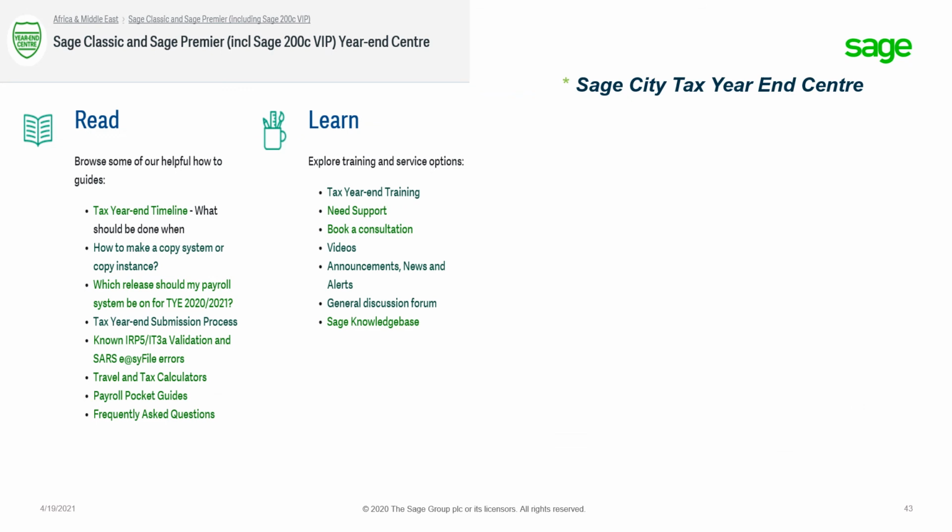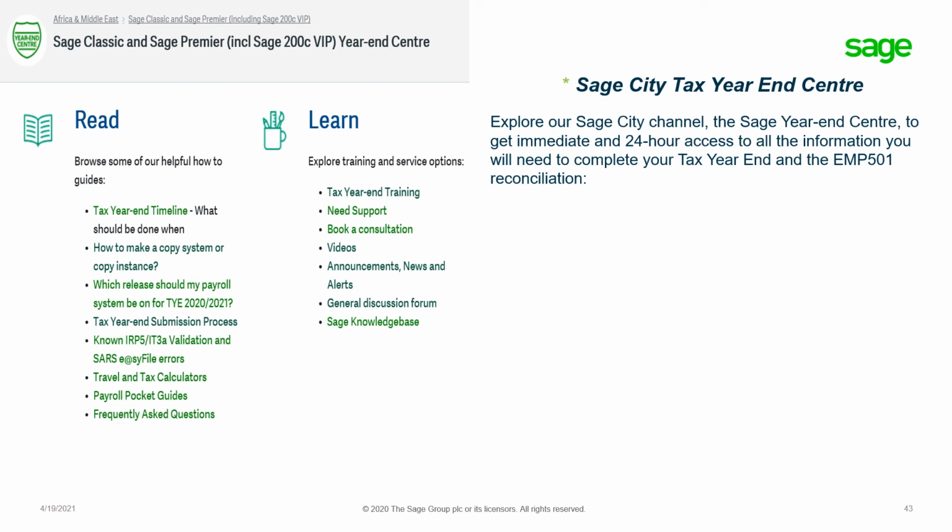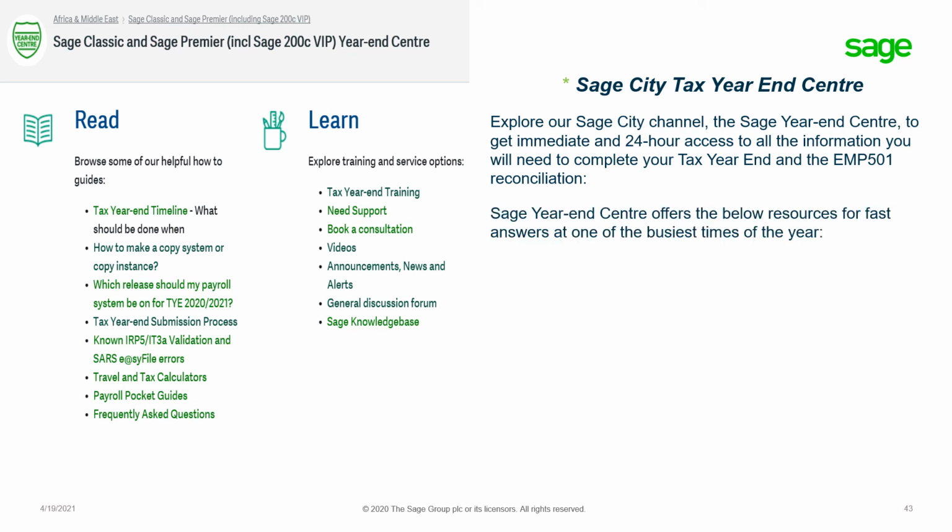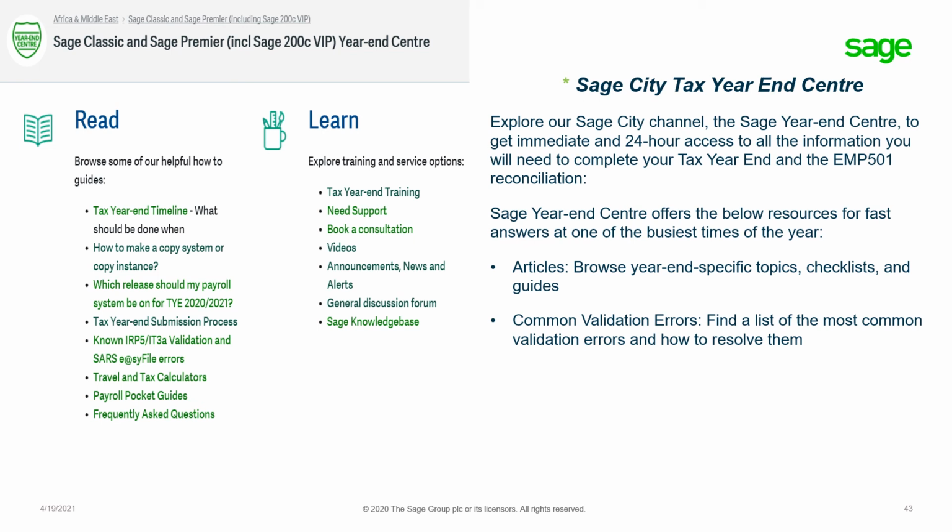As mentioned earlier in the session, we have a dedicated tax year-end center on Sage City. Explore our Sage City channel, the Sage Year-End Center, to get immediate and 24-hour access to all the information you need to complete your tax year-end and EMP 501 reconciliation. Sage Year-End Center offers the below resources with fast answers in the busiest time of the year. These resources will include articles containing year-end specific topics, checklists, and guides. There are also common validation areas available to assist you with your validation areas for tax year end.